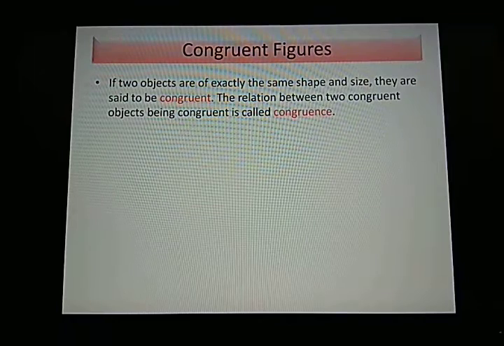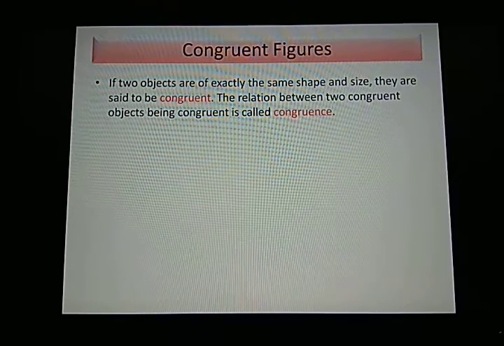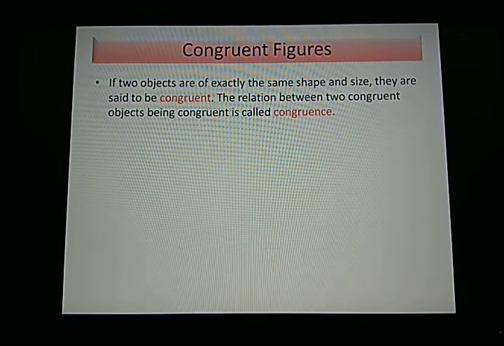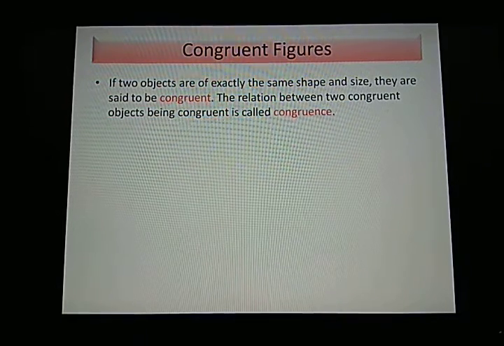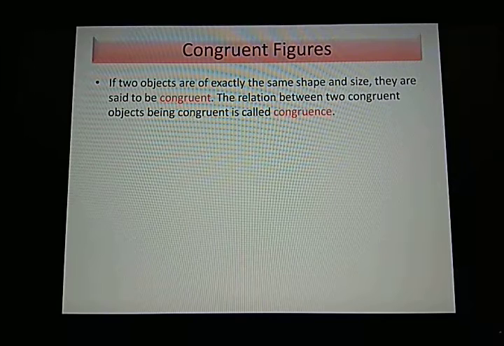If two objects or figures, whatever you say, are exactly the same shape and size, they are said to be congruent. And the relation between the two congruent objects, being congruent, is called congruence. So let me make it clear. Say you take any two objects, or any two figures, and they are both of the same shape and size.